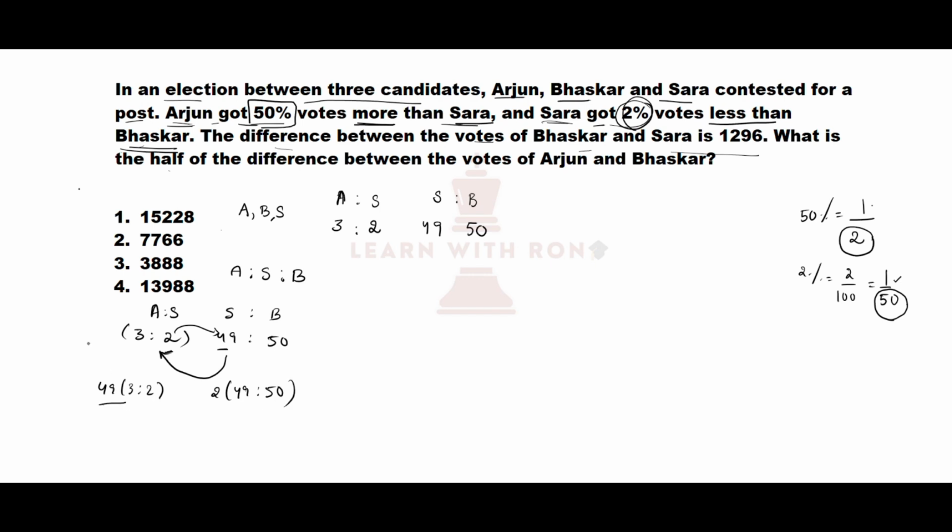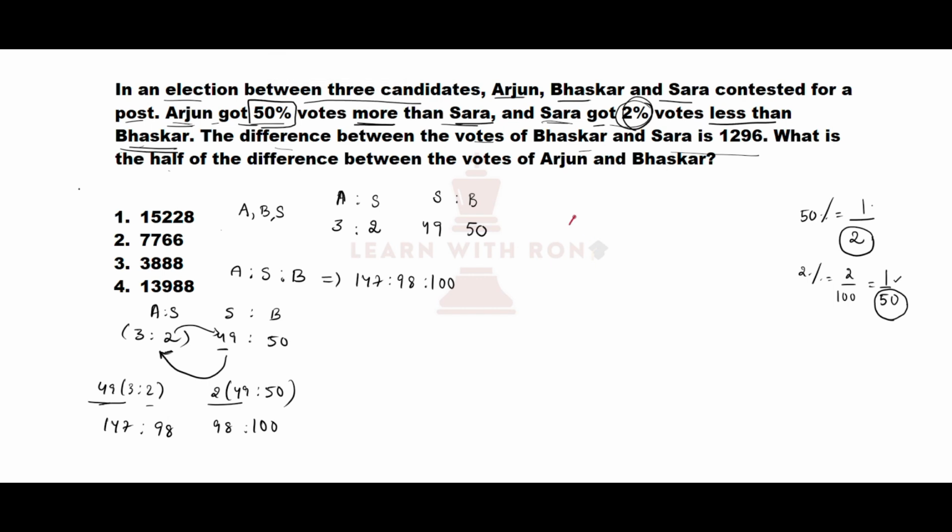That is 49 times 3, how much? 120 plus 27, 147, and 49 times 2 is 98, and 50 times 2 is 100. So what is the ratio we got here? 147 is to 98 is to 100.